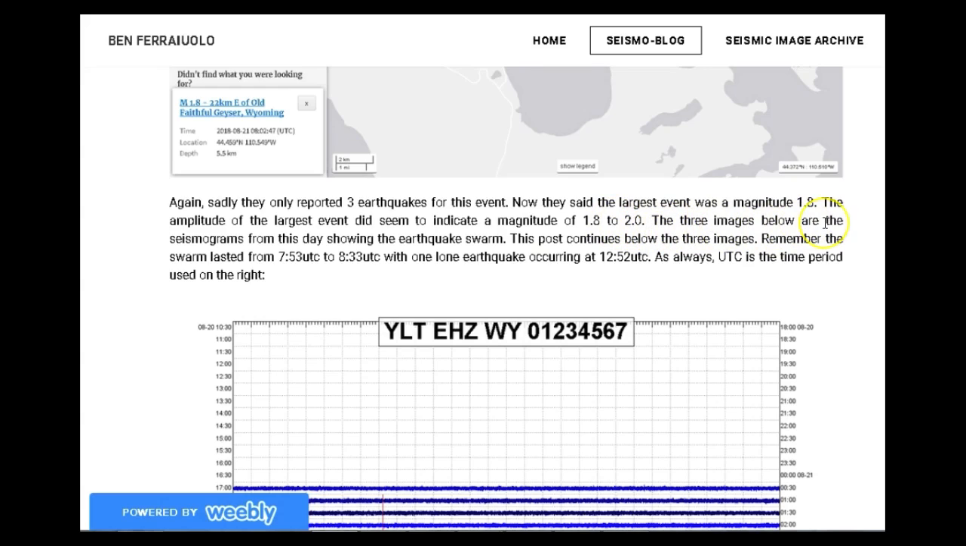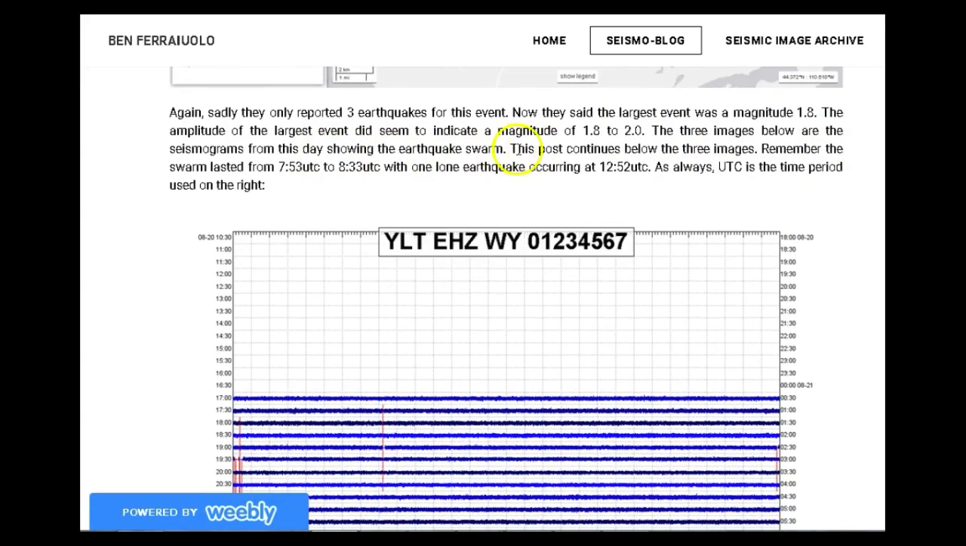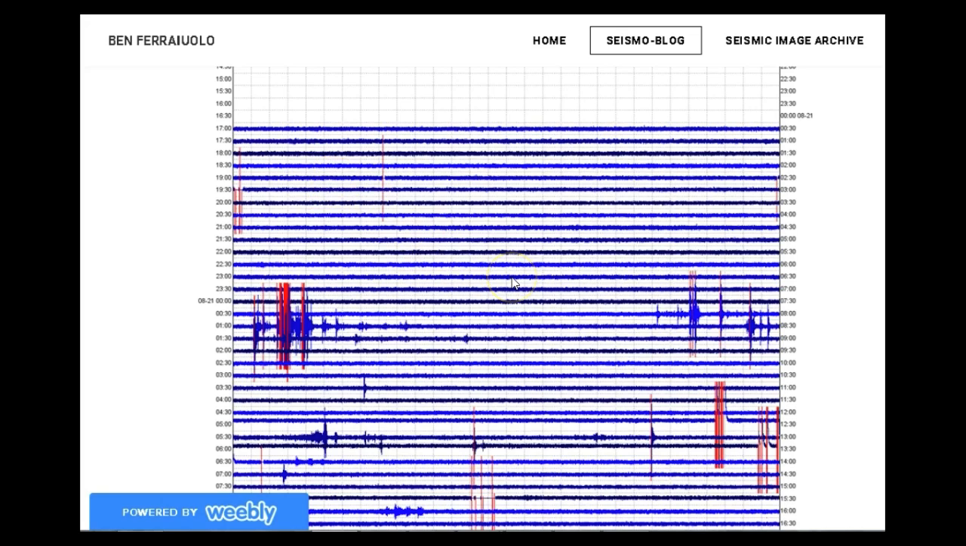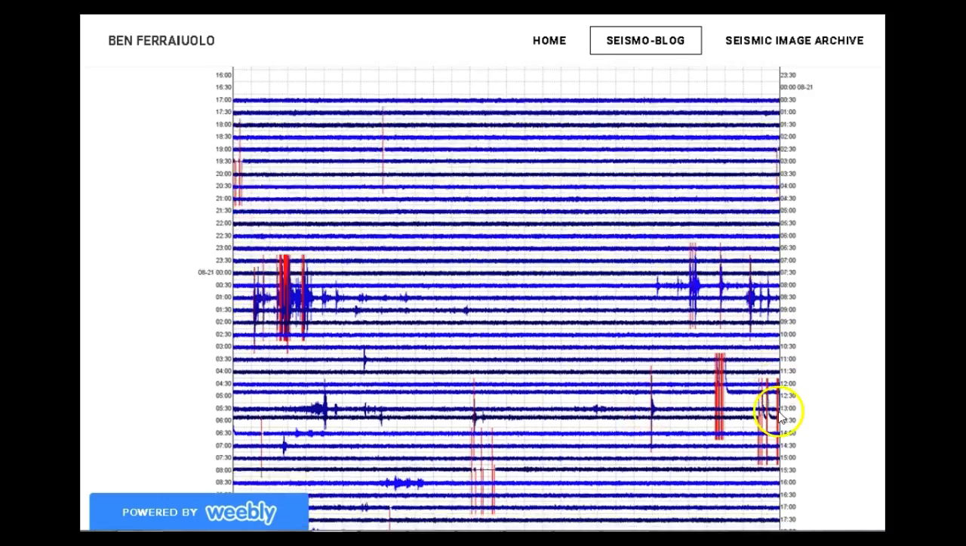The 3 images below are the seismograms from this day showing the earthquake swarm. This post continues below the 3 images. Remember, the swarm lasted from 7:53 UTC to 8:33 UTC, with one lone earthquake occurring at 12:52 UTC. As always, UTC is the time period used on the right. You see a bunch here, one there, few here, and one down here.